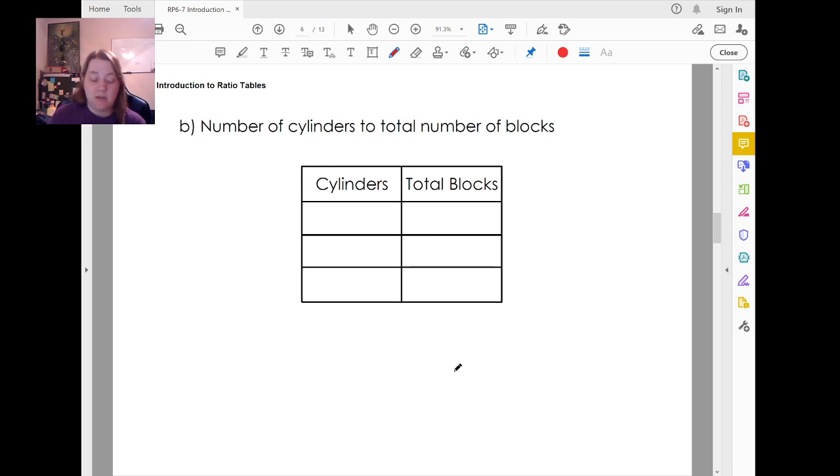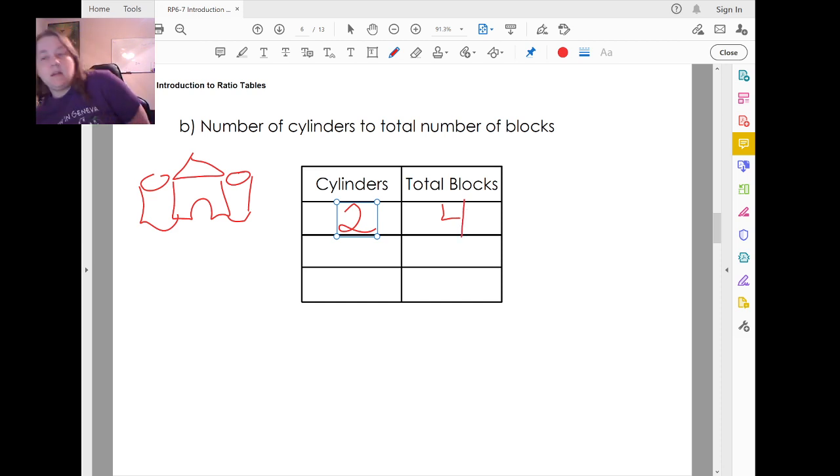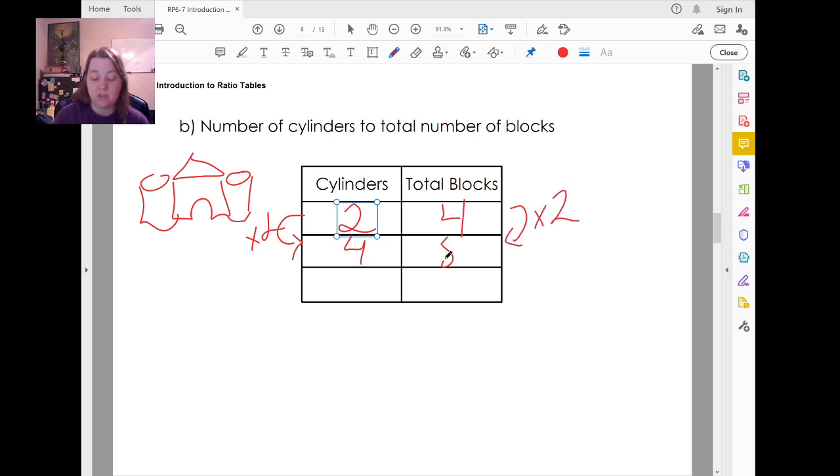What happens if we take a look at the number of cylinders to the number of total blocks? So the number of cylinders in the castle was 2, which would mean that you would write the number 2 there and not the number 1. 2 cylinders, and how many total blocks? That's 4. So we're going to double the castle to see what happens to the numbers. When I double the castle, I multiply by 2 on both sides. 2 times 2 is 4. 4 times 2 is 8.